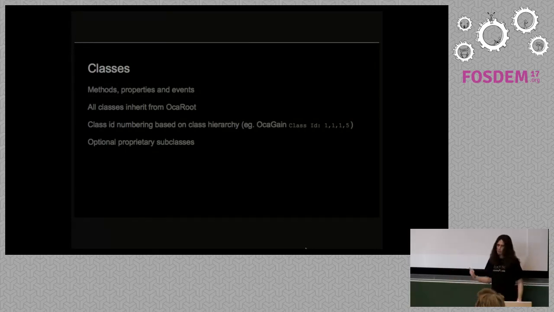There is a single root class called OCA root, and in order to define what class an object is, there is a class ID which is composed of class numbering for each level of the inheritance hierarchy. And the standard does make some allowances for proprietary subclasses. So if you want to implement a non-standard control, you can put it in a proprietary subclass and standard controllers will be able to access your superclass methods wherever you leave the standard tree, and a custom proprietary controller can access the extended methods.